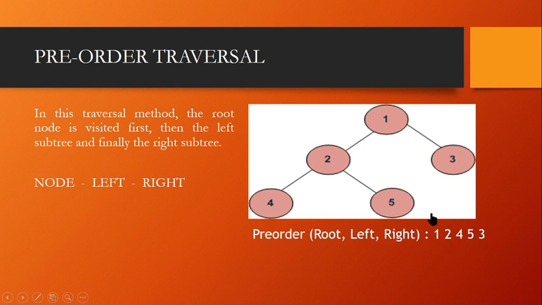So once I am done with the subtree, now I go for the right side. Right side we have only 3 will be printed. Okay, root, left, and then right.